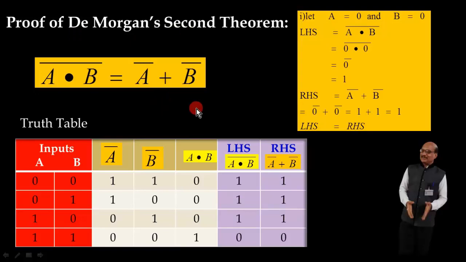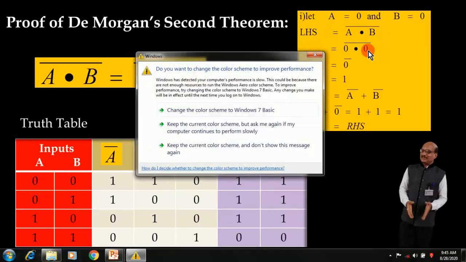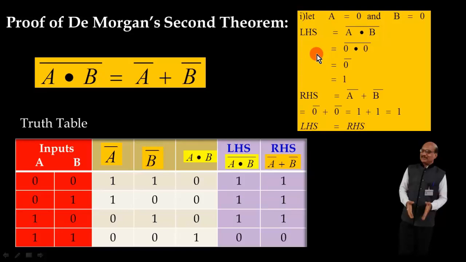Or you can also prove this theorem this way. Consider A equal to 0 and B equal to 0. First case, from the truth table the inputs are 0 0. So A is equal to 0 and B is equal to 0. Now let us consider the left hand side, (A dot B) complement. Substitute the values of A and B. So (0 dot 0) complement. 0 dot 0 is 0, and the complement of 0 is 1. So this is our left hand side.